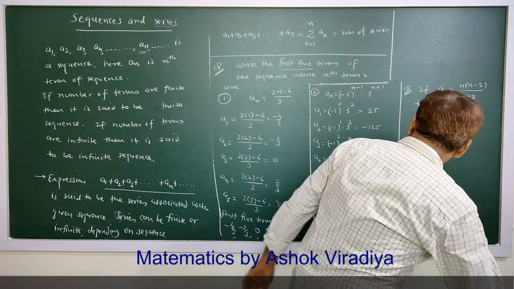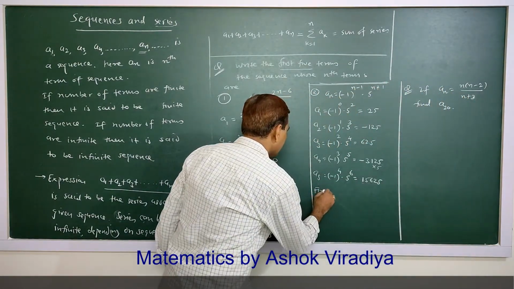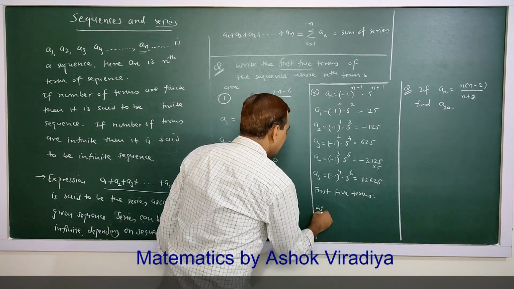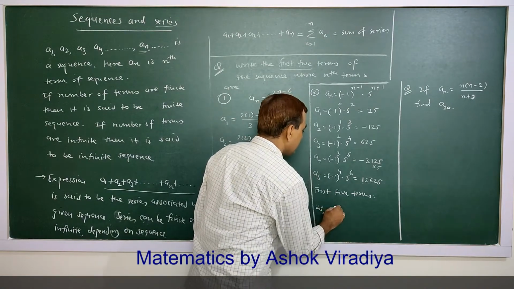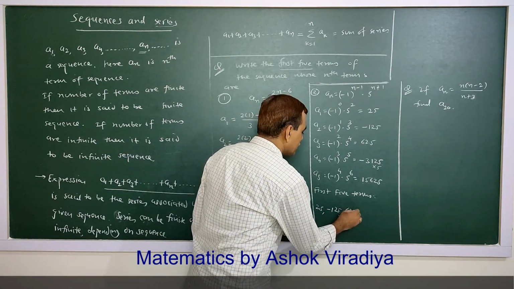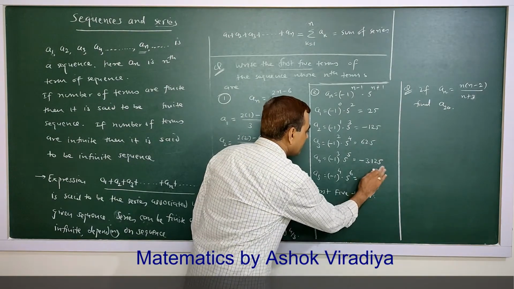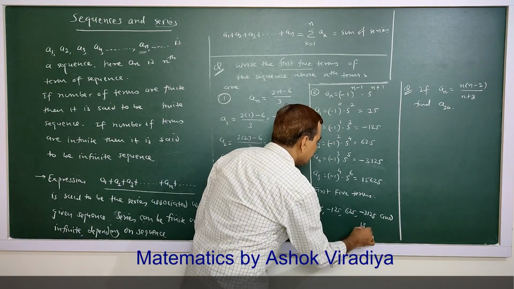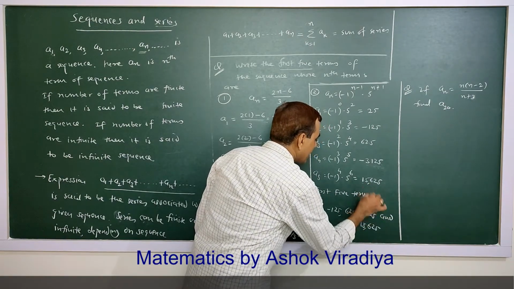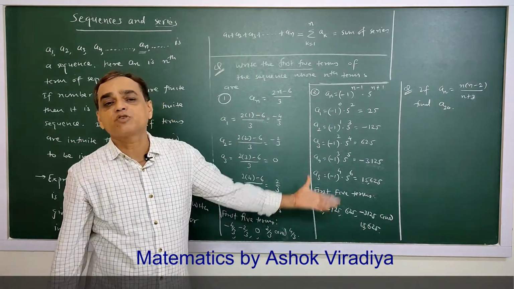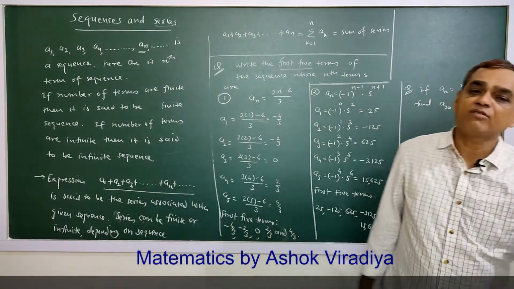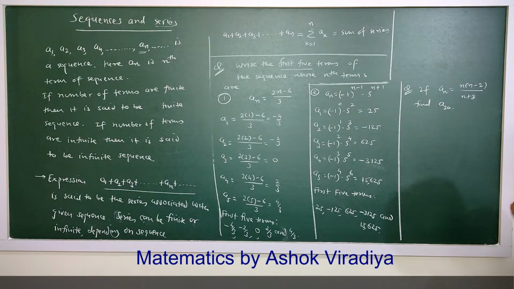So answer is first 5 terms are 25 comma minus 125 comma 625 comma minus 3125 comma and 15,625. So these are first 5 terms of this sequence whose nth term is given. So if formula for nth term is given, any term among that sequence can be found.